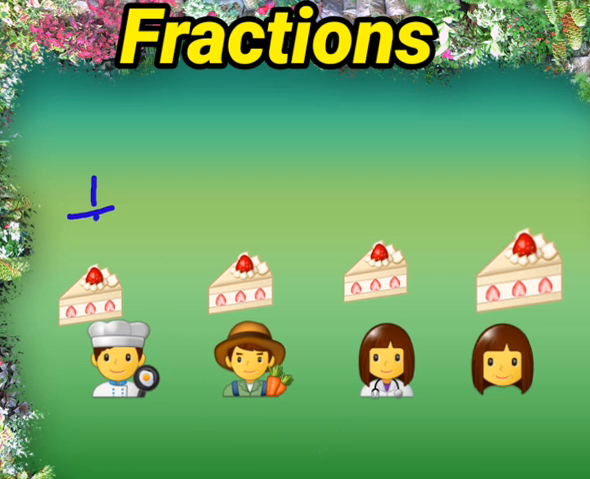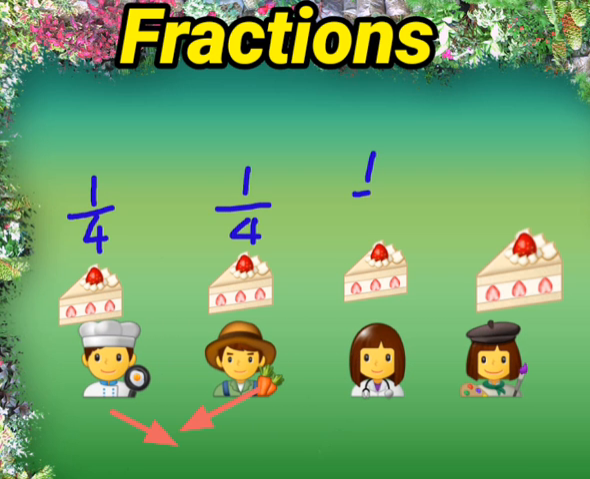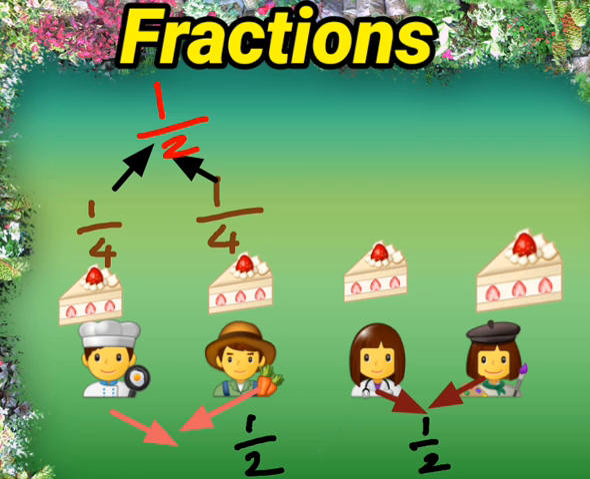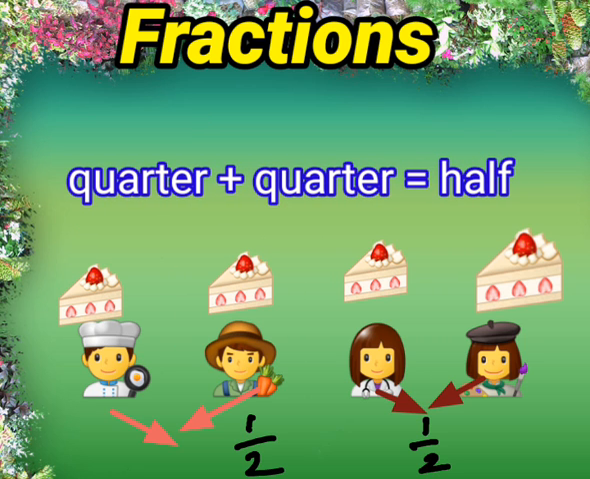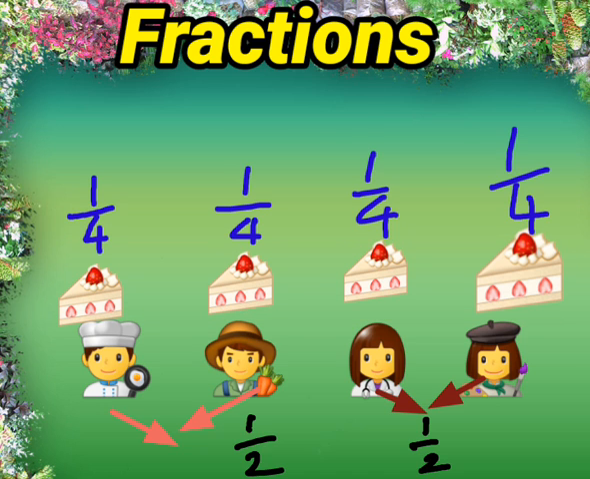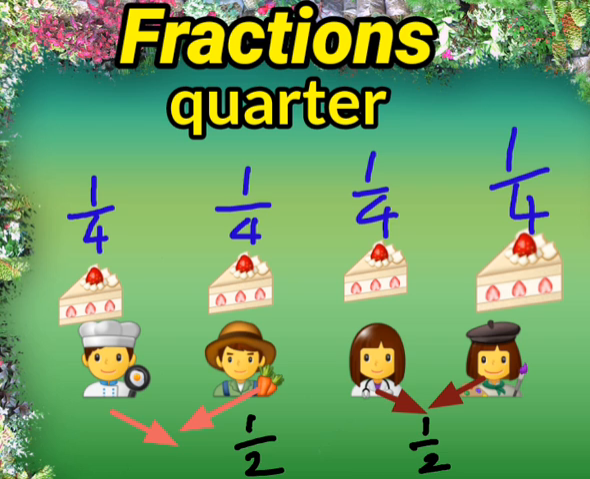Among these kids, we know Raju and Mani are boys, Sania and Nila are girls. So the girls together got the 1/2 of the cake. The boys got the other half. So 2 1/4 make half. That is, 2 quarters is equal to half. So if the whole is divided into 4 equal parts, each part is 1/4 or quarter of the whole.